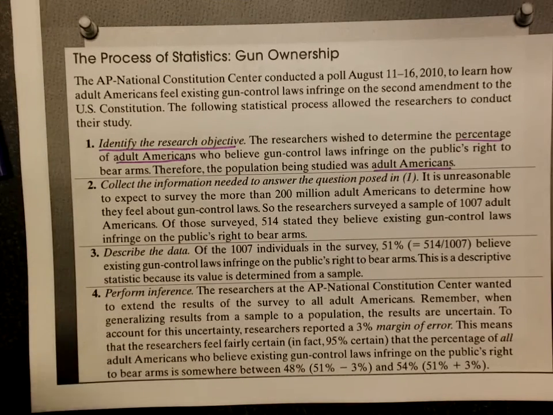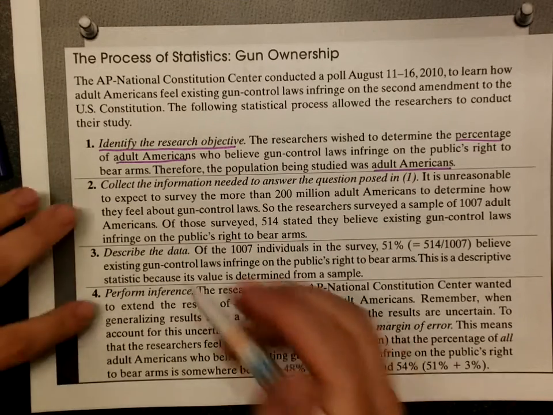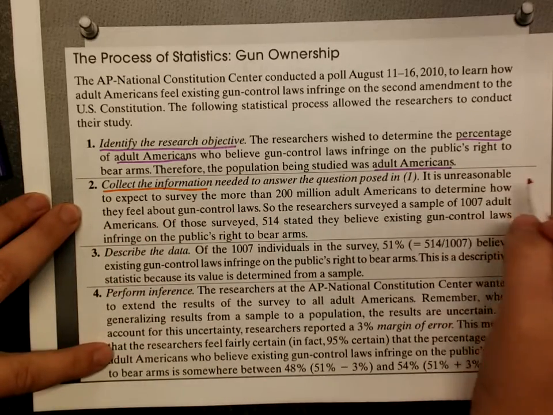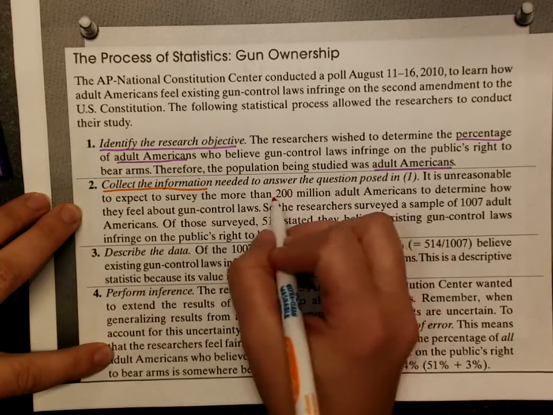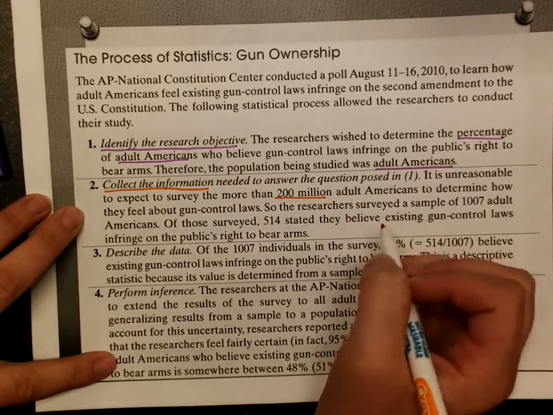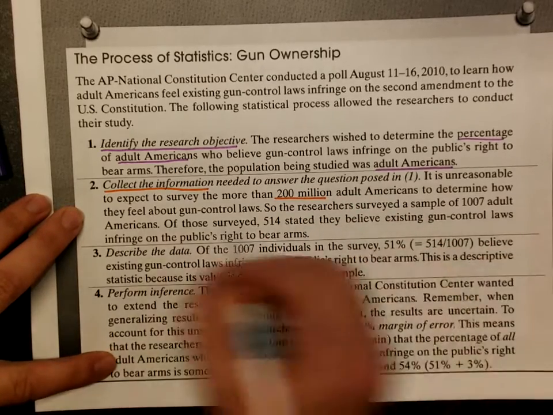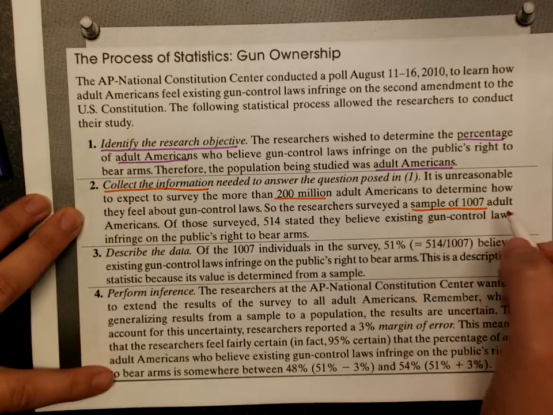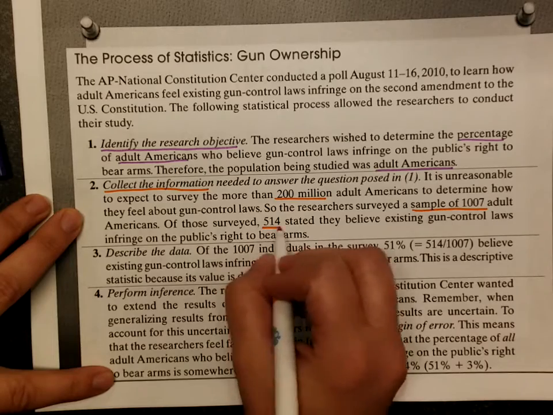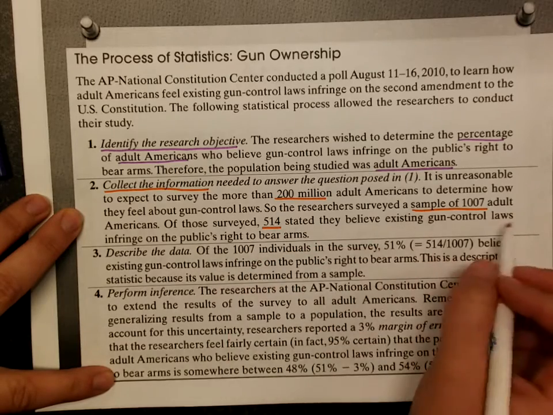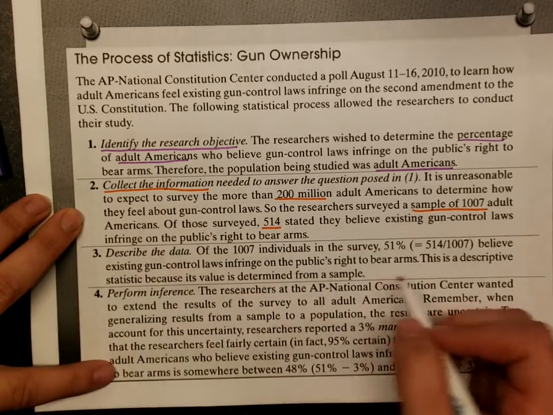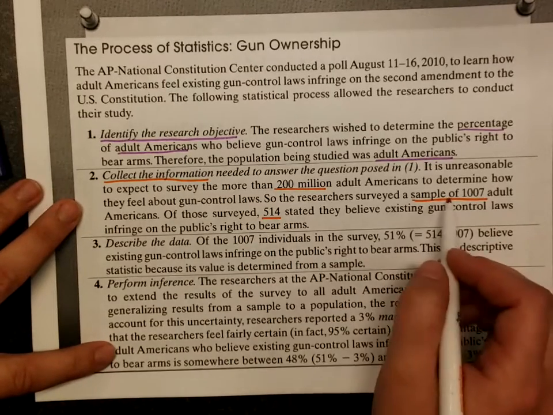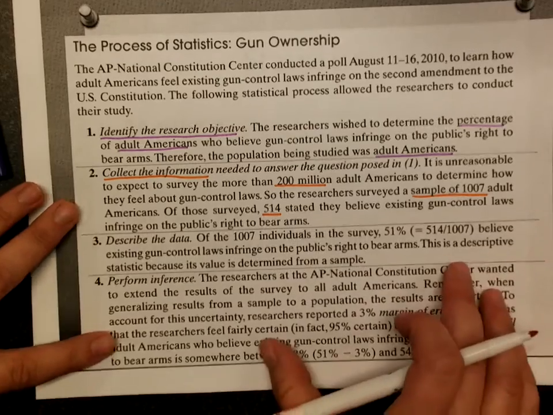The second part of their process is to collect the information, collecting the data. So it's unreasonable to expect to survey everybody. There's over 200 million adult Americans, so we're not going to survey everybody. They surveyed a sample of 1,007 adult Americans, and they got the results that 514 believe that the existing gun control laws infringe on the public's right to bear arms. So they gathered the data with the sample and got their results.